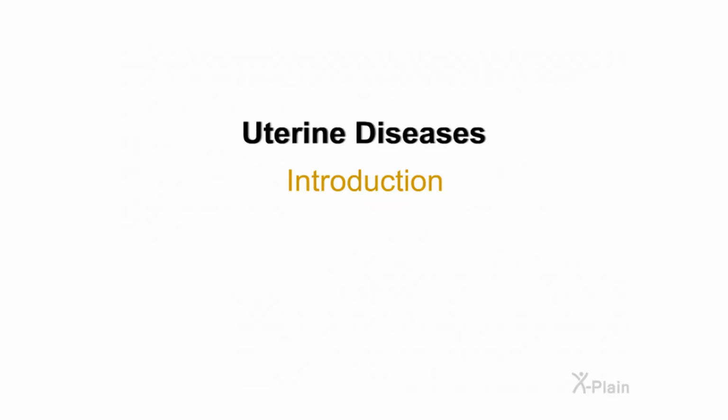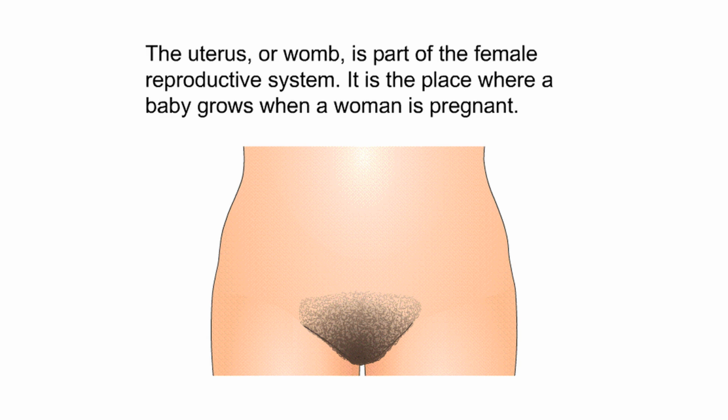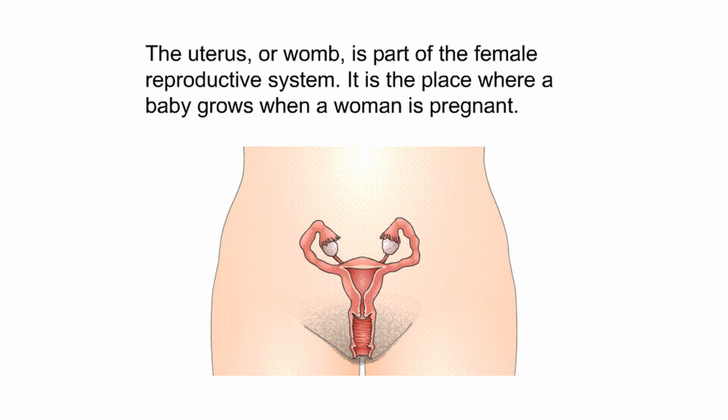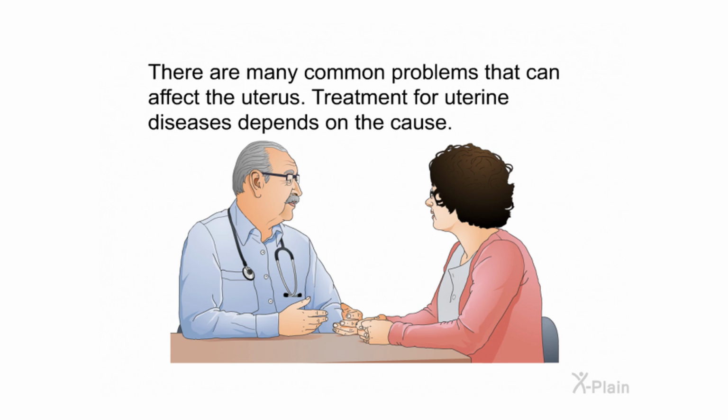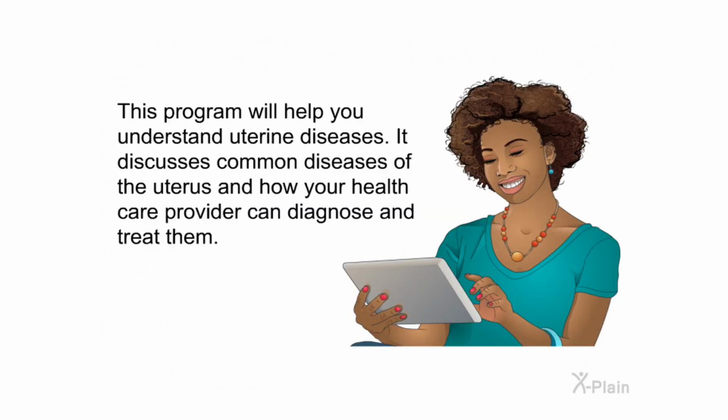Uterine diseases. Introduction. The uterus, or womb, is part of the female reproductive system. It is the place where a baby grows when a woman is pregnant. There are many common problems that can affect the uterus. Treatment for uterine diseases depends on the cause. This program will help you understand uterine diseases. It discusses common diseases of the uterus and how your healthcare provider can diagnose and treat them.